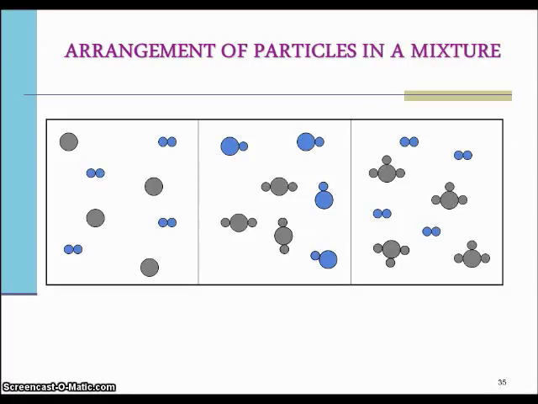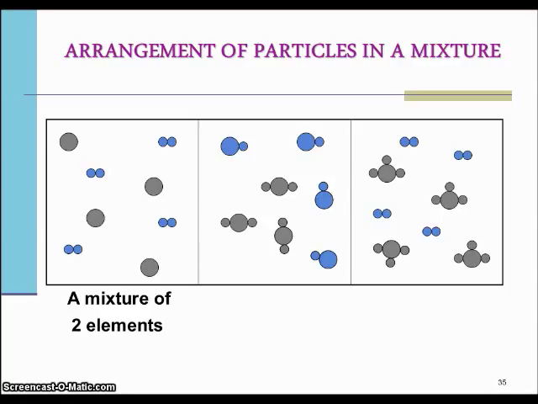Now, below shows some arrangements of particles in a mixture. In the first box, we have a mixture of 2 elements. Let me call these element A and element B. If you look at element A, you will notice it is actually a molecule of an element, whereas element B is an atom of the element.